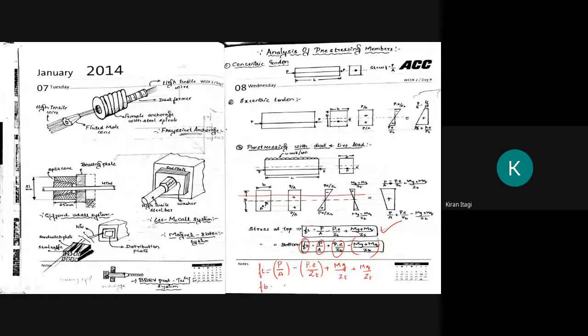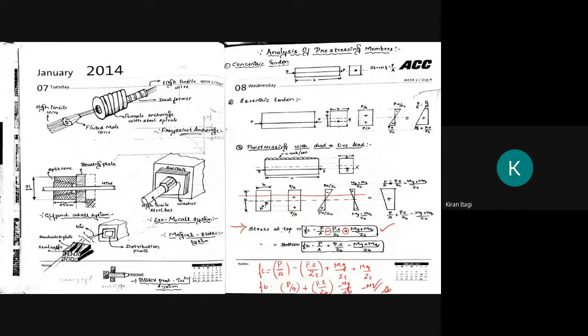If we want to split and write P upon A, this is plus P into E upon ZB minus mg upon ZB minus mq upon ZB. Okay. Here the important thing is to remember where you get the positive sign and where it is the negative sign. So if you are taking the top fiber, here we have P upon A minus P into E upon Z, and here we have plus. Okay. So remember any one, you don't get confused.